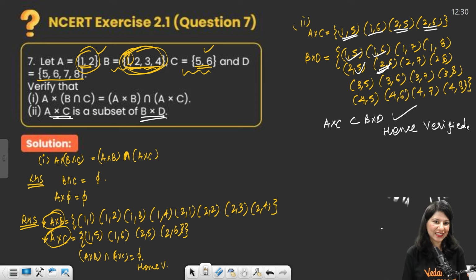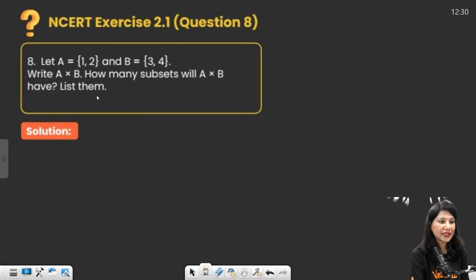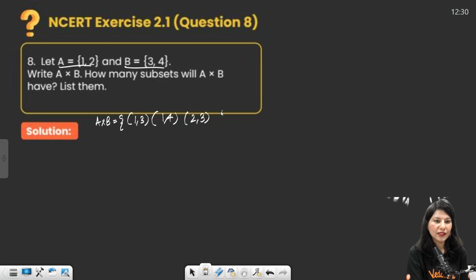Okay. All right. Chalo. Next question, 8th question on your screen. Let A be {1, 2} and B be {3, 4}. Write A cross B. Very easy. Let us write A cross B. So it is going to be (1,3), (1,4), then we have (2,3), (2,4). That's it.